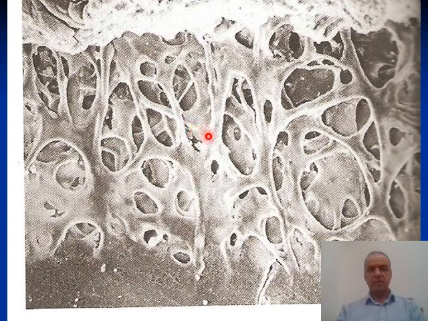This is the trabecular meshwork under high magnification. Please see these multiple orifices and multiple layers of trabecular meshwork through which the aqueous humor is transmitted from the angle of the anterior chamber to reach the inner wall of Schlemm's canal.